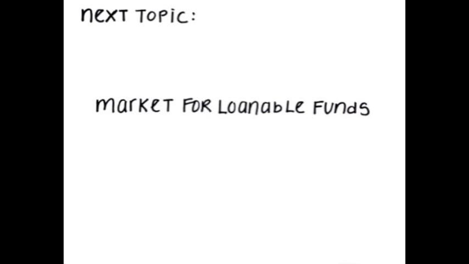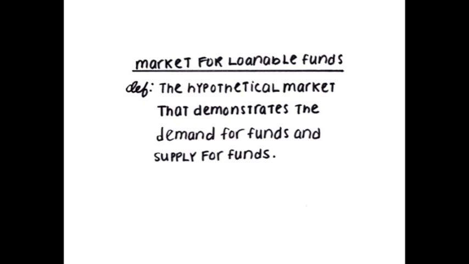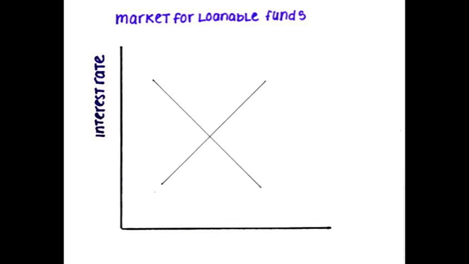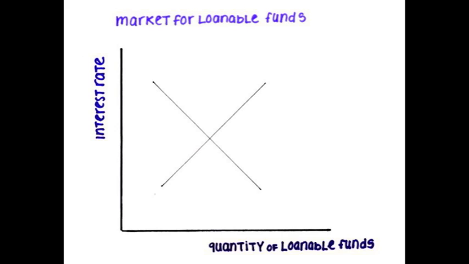Finally, let's discuss the market for loanable funds. The market for loanable funds is a hypothetical market that demonstrates the demand for funds and supply of funds. It is represented by a graph. This graph consists of two labeled axes and two sloped lines. The y-axis is interest rates, and the x-axis is quantity of loanable funds.